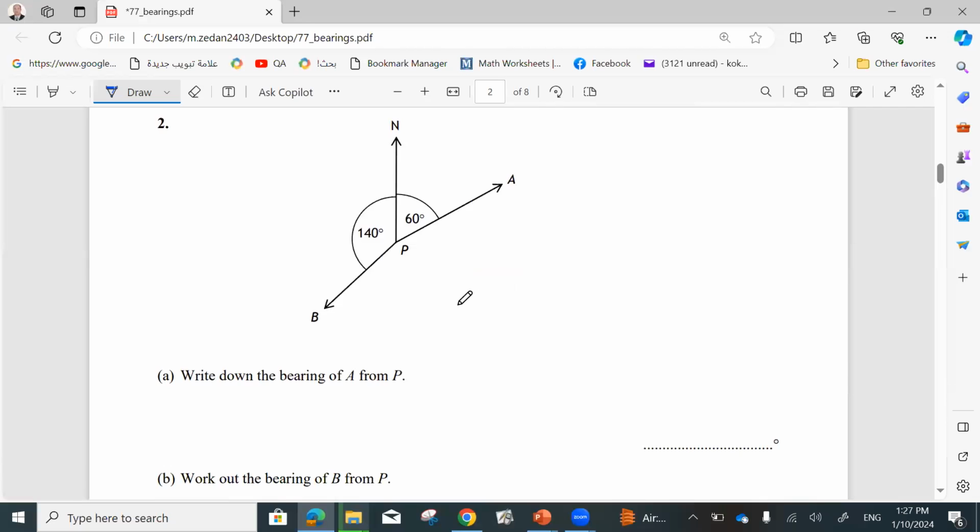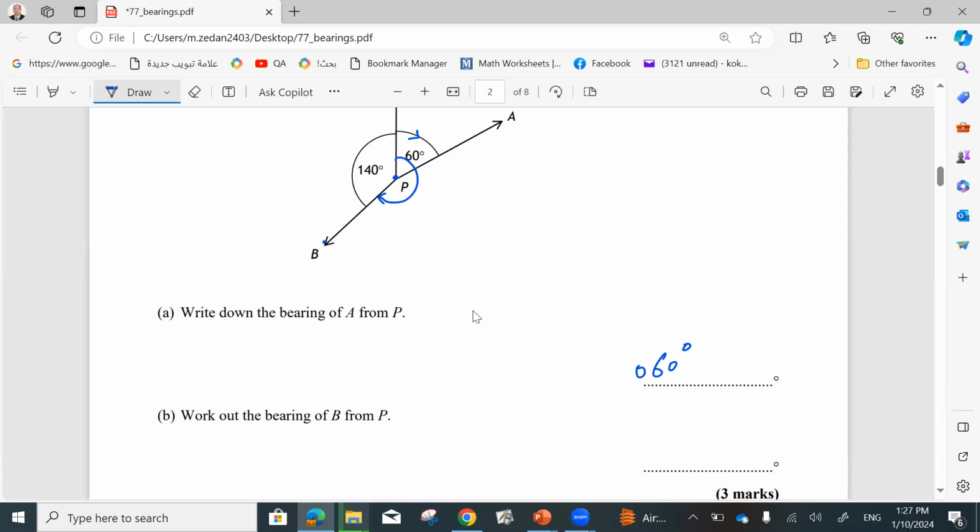Next one. Write down the bearing of A from P. You see this angle to A is 60 degrees. Normally we write 060. And work out the bearing of B from P. The person at P sees B with this angle, which is actually 360 minus 140, which is 220.